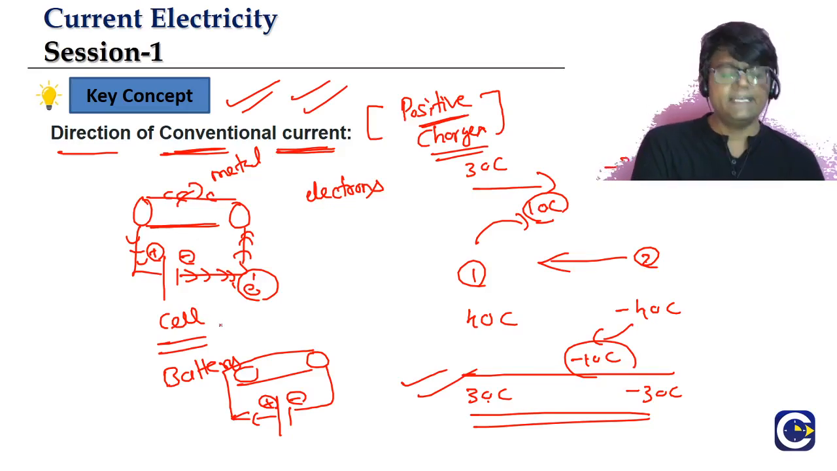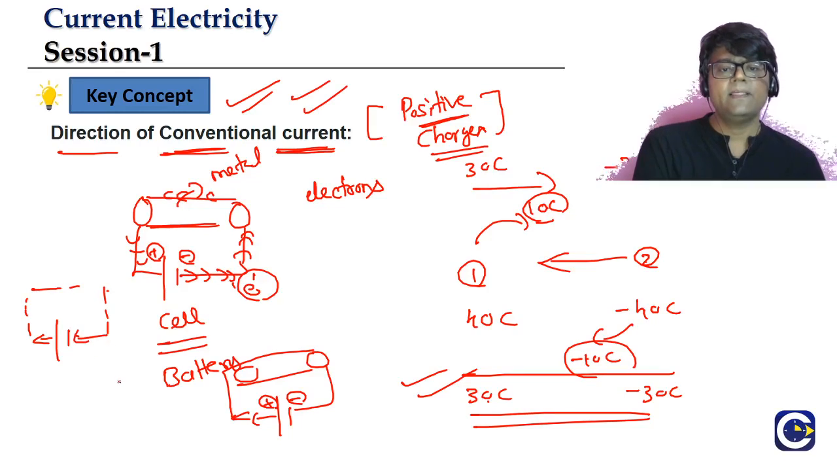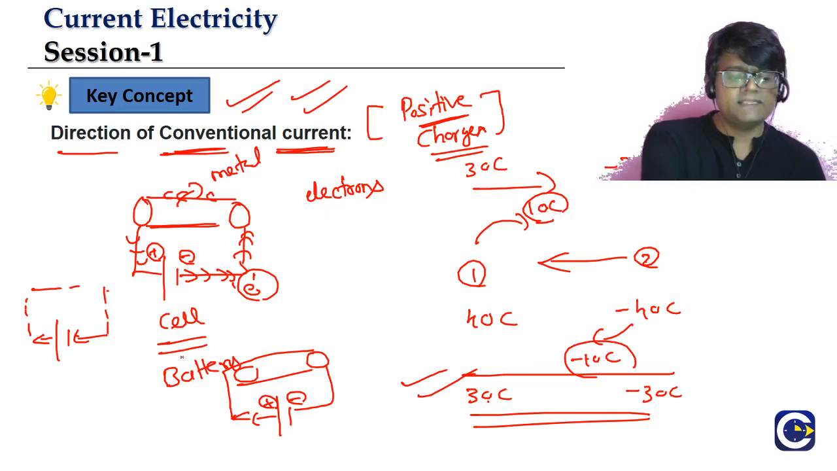So after this, whenever we talk about any circuit or circuit problems, we will be always considering the direction of current to be from where? We will consider the direction of current to be from the positive side of the battery and reaching the negative side of the battery. So this is what we will be taking as the direction of the conventional current. Okay, guys, so this is important for us.